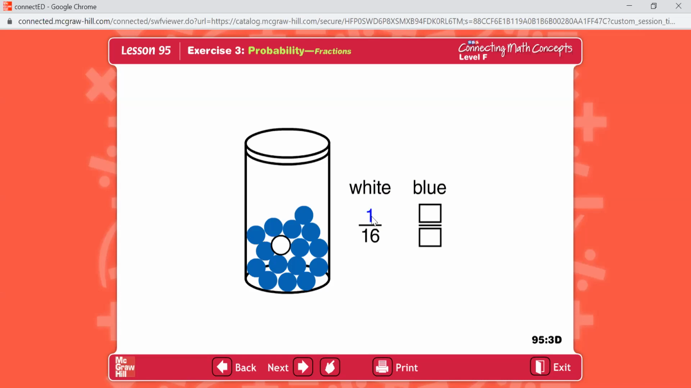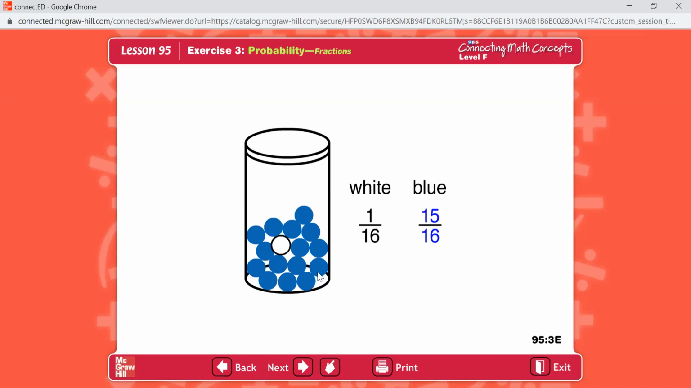What fraction shows the probability of pulling out a white marble? Right here, 1/16. So what fraction shows the probability of pulling out a blue marble? What's left over? 15 16ths. 15 of them are blue, 16 in all. You can also figure it out by looking. If I have 1/16 here, what's left over? 16 minus 1, 15. Yes, so we have 15 out of 16 blue marbles.